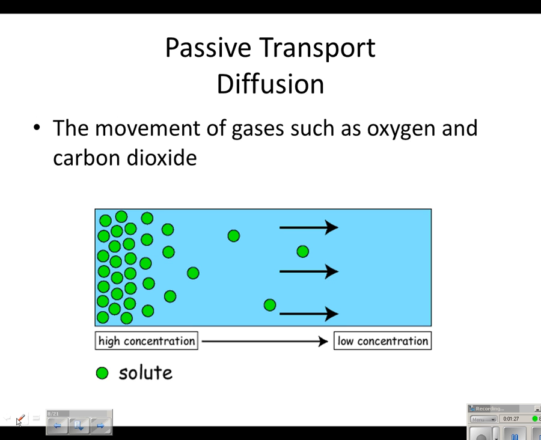If we look at diffusion, we can see that it's going to be movement by gases such as oxygen and carbon dioxide. These green circles are going to represent a solute. If we had salt water, salt would be the solute. And what's going to happen is they're going to move from where there's a high concentration to where there's a low concentration, or from where there's a lot to where there's a little. So molecules are going to move and disperse throughout the solution until they're distributed equally throughout.